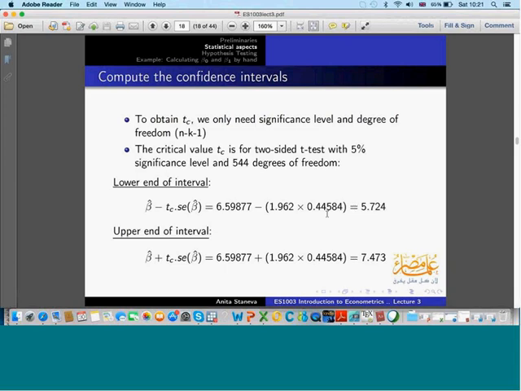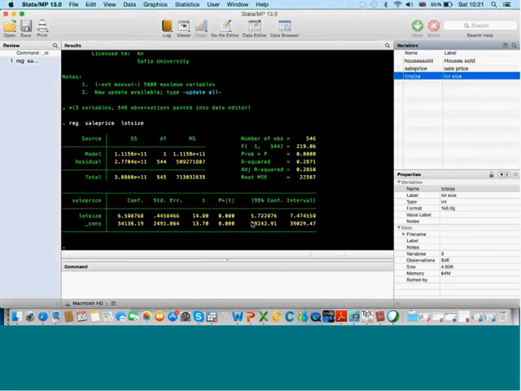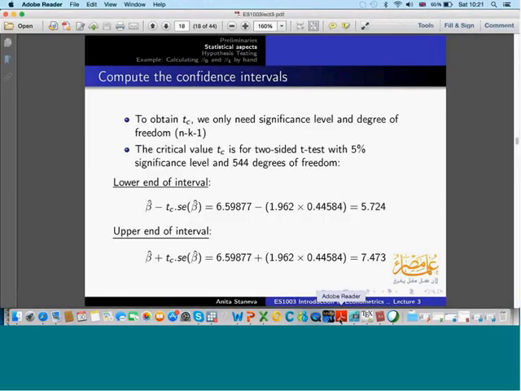Let me check whether our calculations are correct. If they are correct, they should come here. So we can see that for the lower interval, if you look at the 95 confidence interval, this output is exactly mapped with what we calculated by hand.